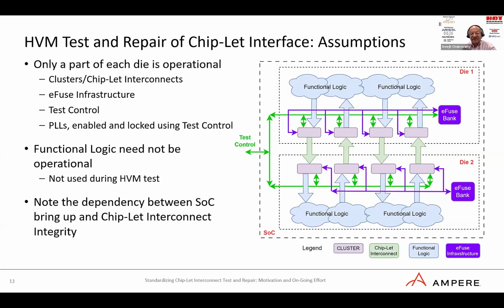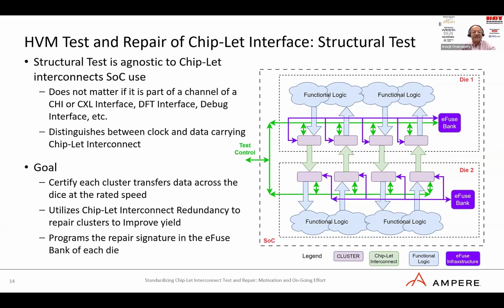So our first step is to test for these interconnects to work. That is really the assumptions we make, and this is what we refer to as the high volume manufacturing test and repair. So this is done at the lowest level.